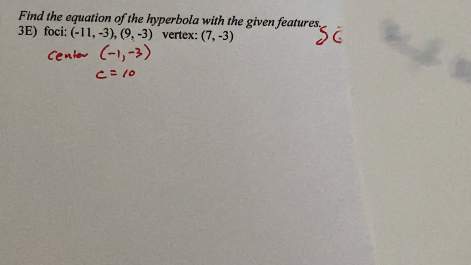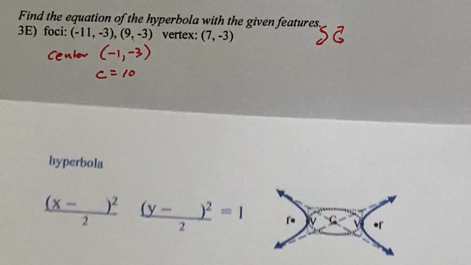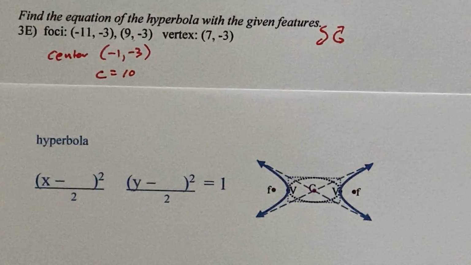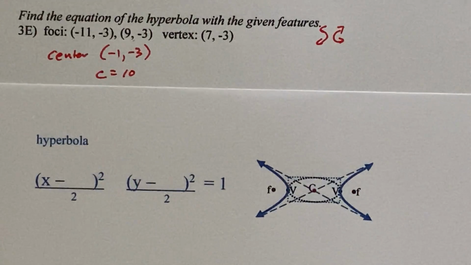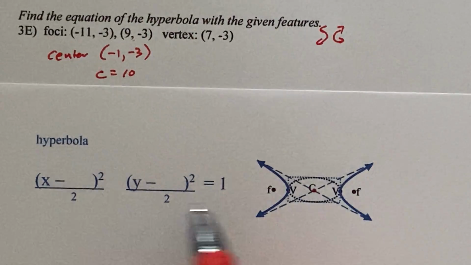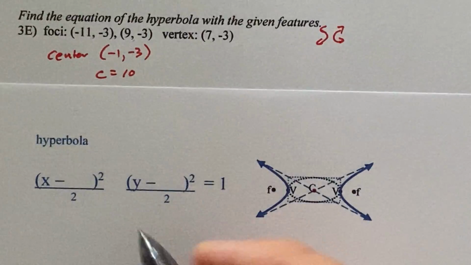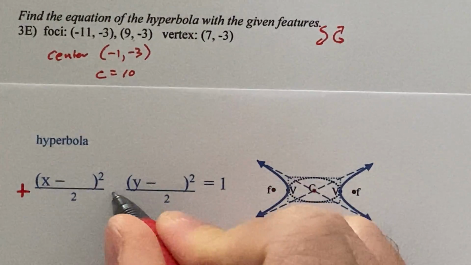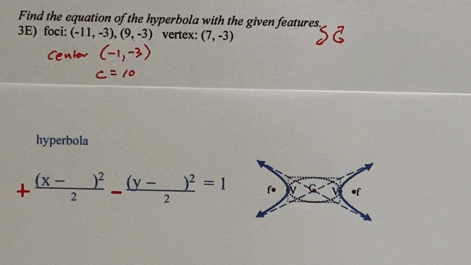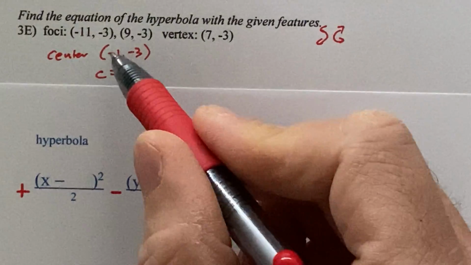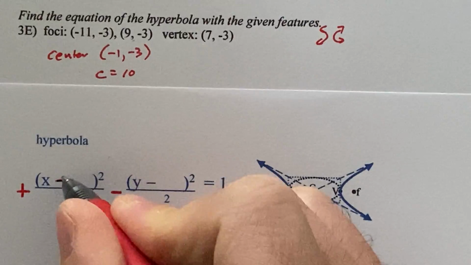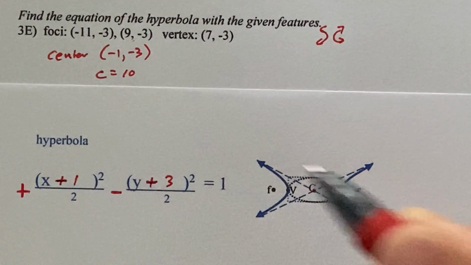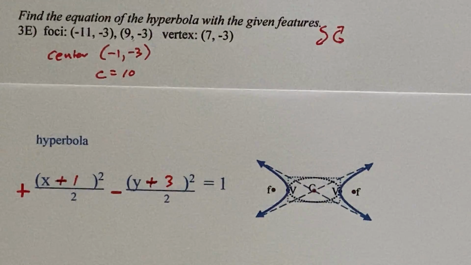So now that I have that, let's take a look at my setup and my signs and my values. Okay, so once again, since I know it's opening left and right, I know that x has to be the positive fraction, y has to be the negative. Okay, 1 down, 2 to go. I also know that my center is -1, -3, so it's going to be x plus 1 and then y plus 3 quantity squared. 2 down, 1 more to go.